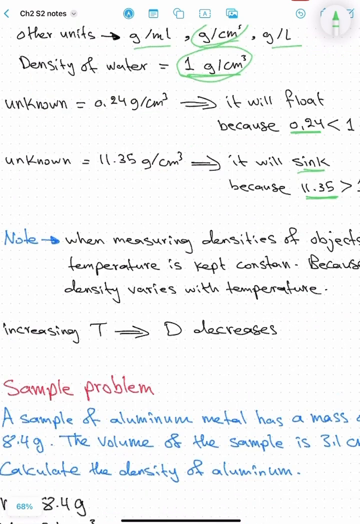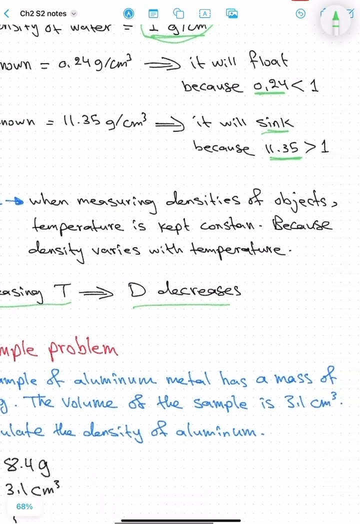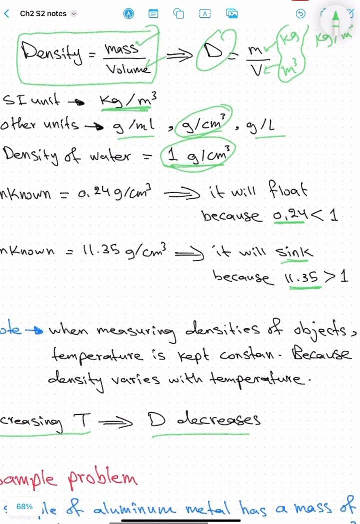When we mention density, we have to mention temperature too, because whenever temperature changes, density also changes. If you increase temperature, density will decrease. That's why we say that the density of water is 1 gram per cubic centimeter at room temperature, at 25 Celsius. We specify temperature.